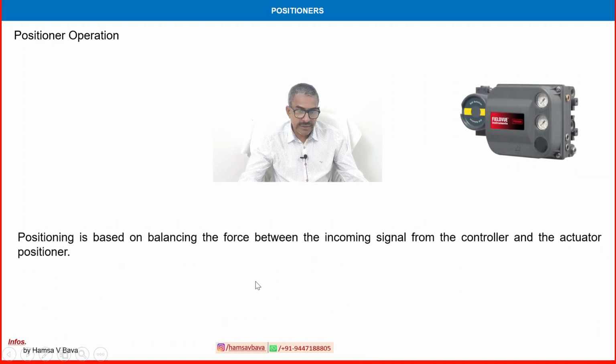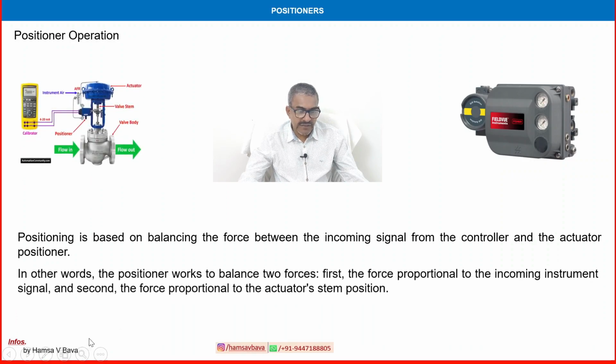Positioner operation. The positioner is based on balancing the force between the incoming signal from the controller and the actuator position. In other words, the positioner works to balance two forces: the force proportional to the incoming instrument signal, and second, the force proportional to the actuator stem position.